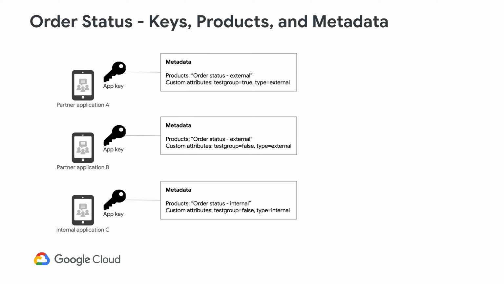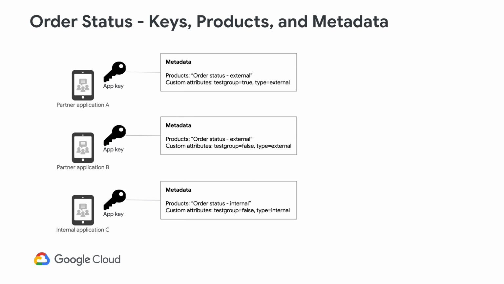In the order status demo, what we're going to do is we're going to have two different products. We're going to have one for internal and one for external. And we're going to create three different keys, one for each of the applications that I've shown in the picture here. For the first one, partner application A, we're going to use the order status external product, and we're going to throw some custom attributes on there. When we create a key, we can associate some metadata with that key, and then it's populated in Apigee when that key is used. So we're going to have test group equal to true and type equal to external, and we'll see what happens inside of Apigee based on that.